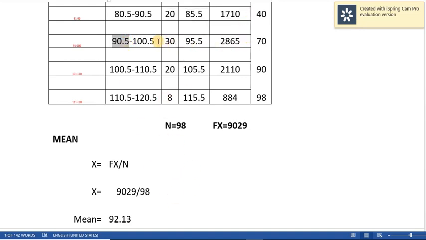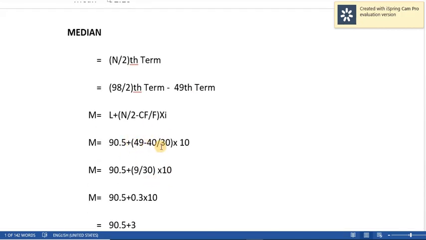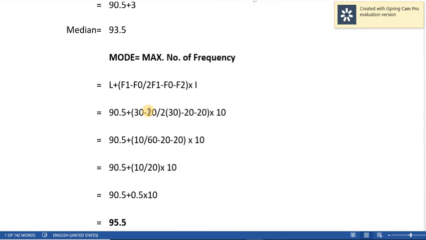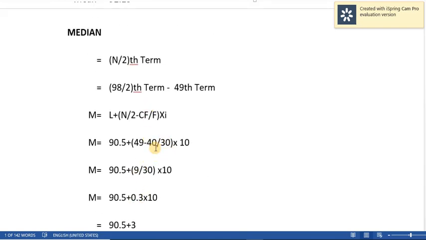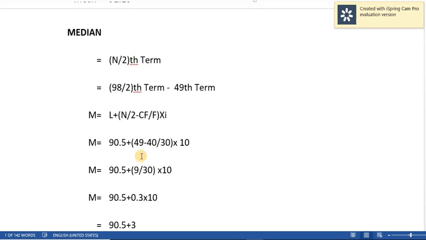Then for N by 2, we already know the value: 98 divided by 2 is 49, minus the CF value. Here the CF value, I told you, you can take the previous one, 40. Then divided by F, the frequency value, which is 30, into 10. 90.5 as it is, plus 49 minus 40, that is 9, over 30, that becomes 0.3, into 10. Then the median is equal to 90.5 plus 3, median is equal to 93.5, almost 94.